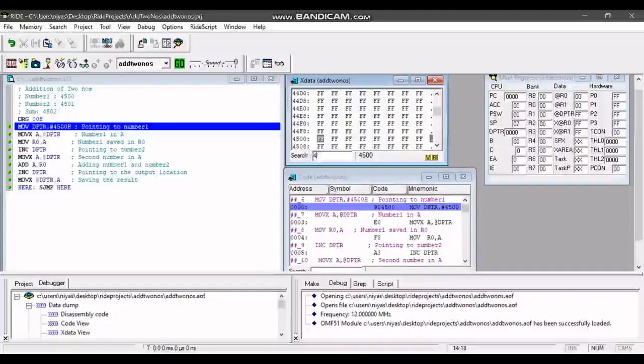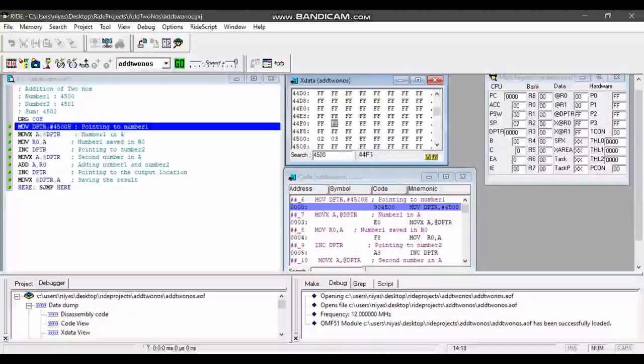So our data is supposed to be in 4500. I am typing 4500 in the search button and clicking, so you will go to that memory address. The value there is FF. Double click it and put the value 02 there. Then the next location corresponds to 4501. So 02, enter. Then only it will get loaded. Then the next location will be 03. Enter or plus tab. So we have inserted 02 in location 4500 and 03 in location 4501.